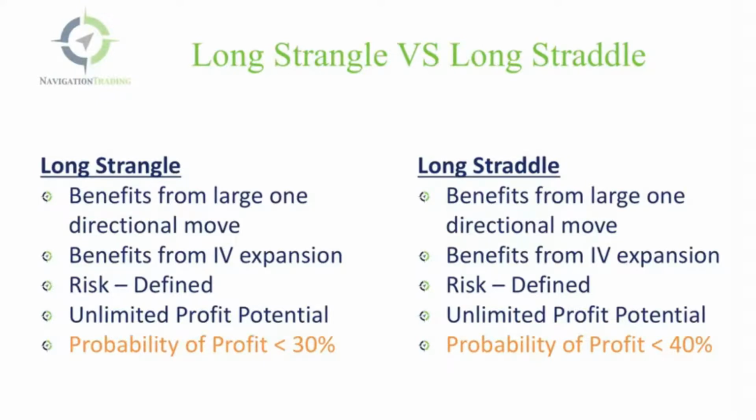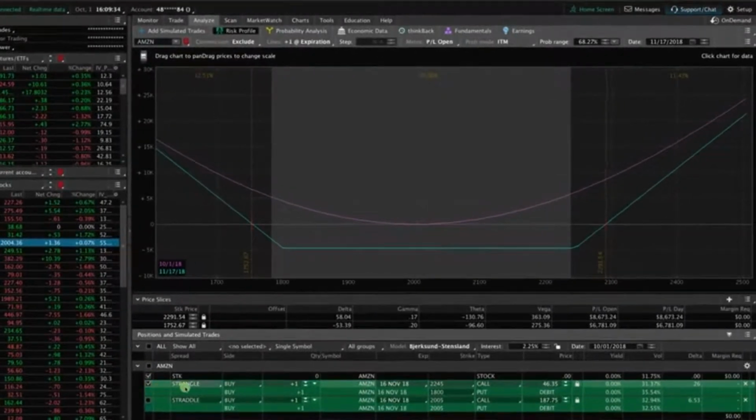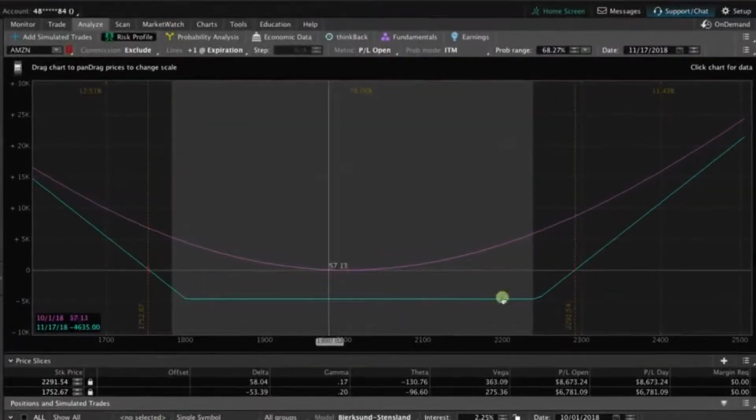So let's go back to the platform to take a look at an example. In this case, we're looking at Amazon, ticker AMZN. I have the box checked for the long strangle, and you can see both of these are colored green, indicating that we're entering a long position instead of short. And if we take a look at our graph here, we've set our price slices to the break-even points, and you can see that the risk is defined. In this case, the max we can lose on Amazon on a long strangle is $4,635.